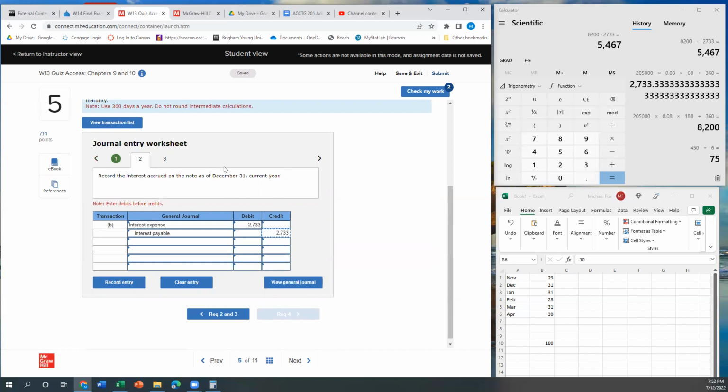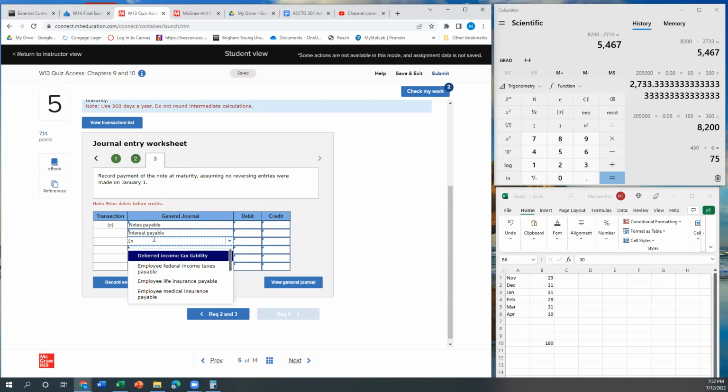Finally, when we go to pay the note, then what's going to happen is our note payable is going to go away, right? We won't owe it anymore. Our interest payable is going to go away because we're going to pay that too. And then we're going to have some interest expense for the current year. And then finally, our cash will go down because we're going to be paying the note off.